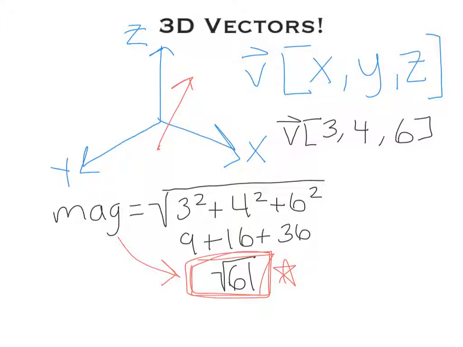The same goes for three-dimensional vectors. 3D vectors have an added z component. This is the aspect that makes the vector 3D. In order to find the magnitude, the steps remain the same, just adding another component.